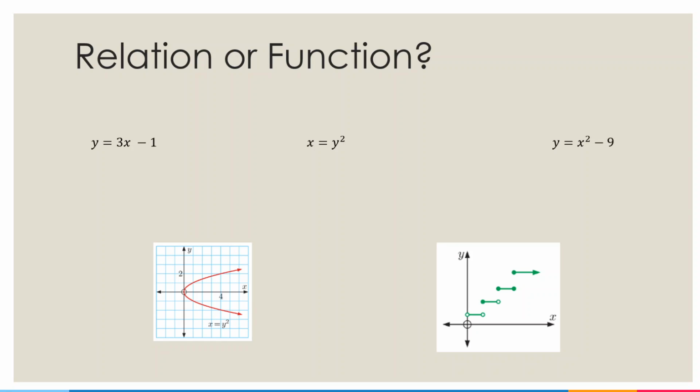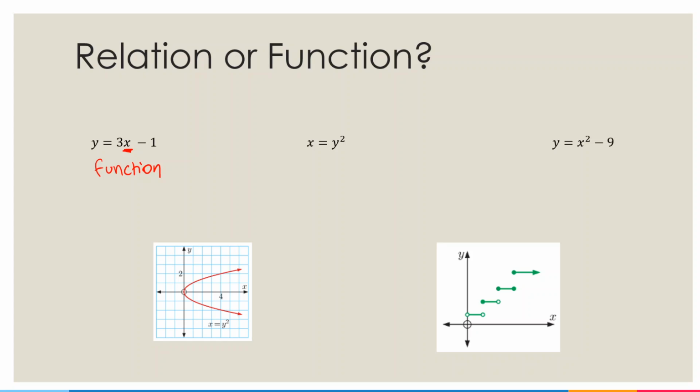We also can try to decide whether things are relations or functions by looking at equations. In this first one we have y is equal to 3x minus 1. Hopefully we know that 3x minus 1 is really just a linear line. We've seen from our previous slide that 3x minus 1 is a function. Also, if I substitute any x value in, 1, 2, 3, negative 5, I'm only going to ever produce one possible y. So that means this one is a function.